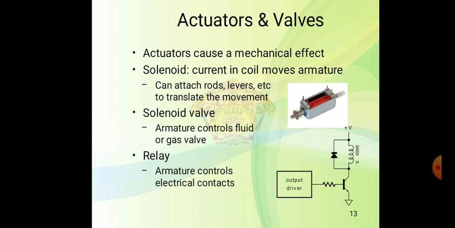A relay will have a coil, and there are common, NO and NC contacts. Here is the diagram. It is shown that the output of the device is connected to the transistor. When the output is high, the transistor will be on, current flows through the relay coil, and the relay coil will turn on and change the contact from normally closed to normally open. In this way we can control the flow of current from the output device. Okay, so this is about relays.